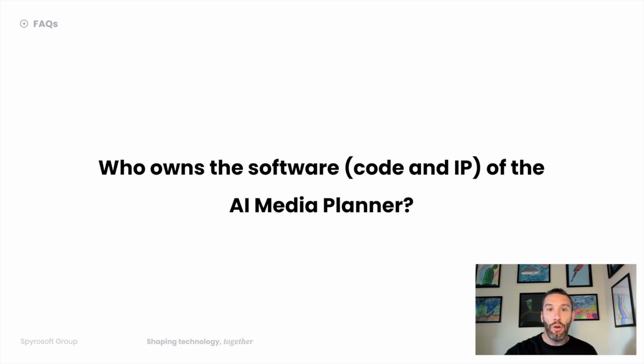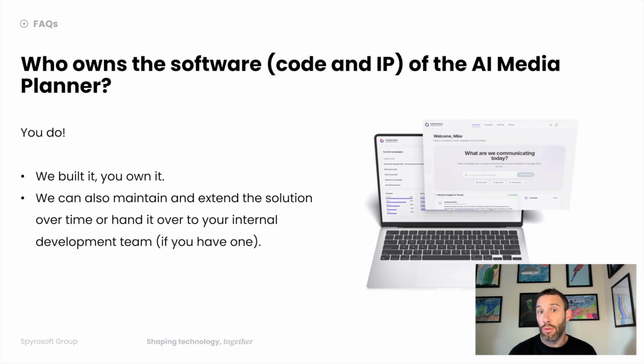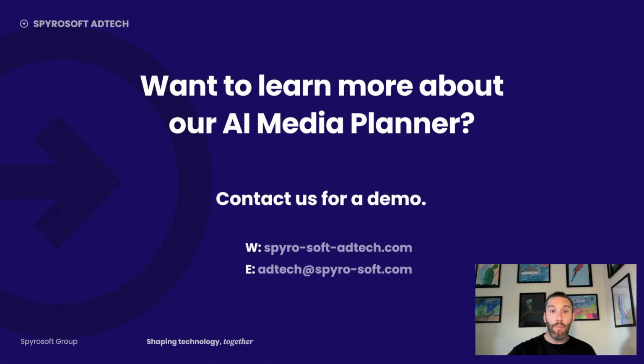Third question, who owns the software, the code and IP of the AI Media Planner? So you do. So whatever we build, you own. There are no ongoing licensing fees. We basically build it for you and then you own and control it. We can also maintain the solution for you, or you can hand it over to your internal development teams if you have one.